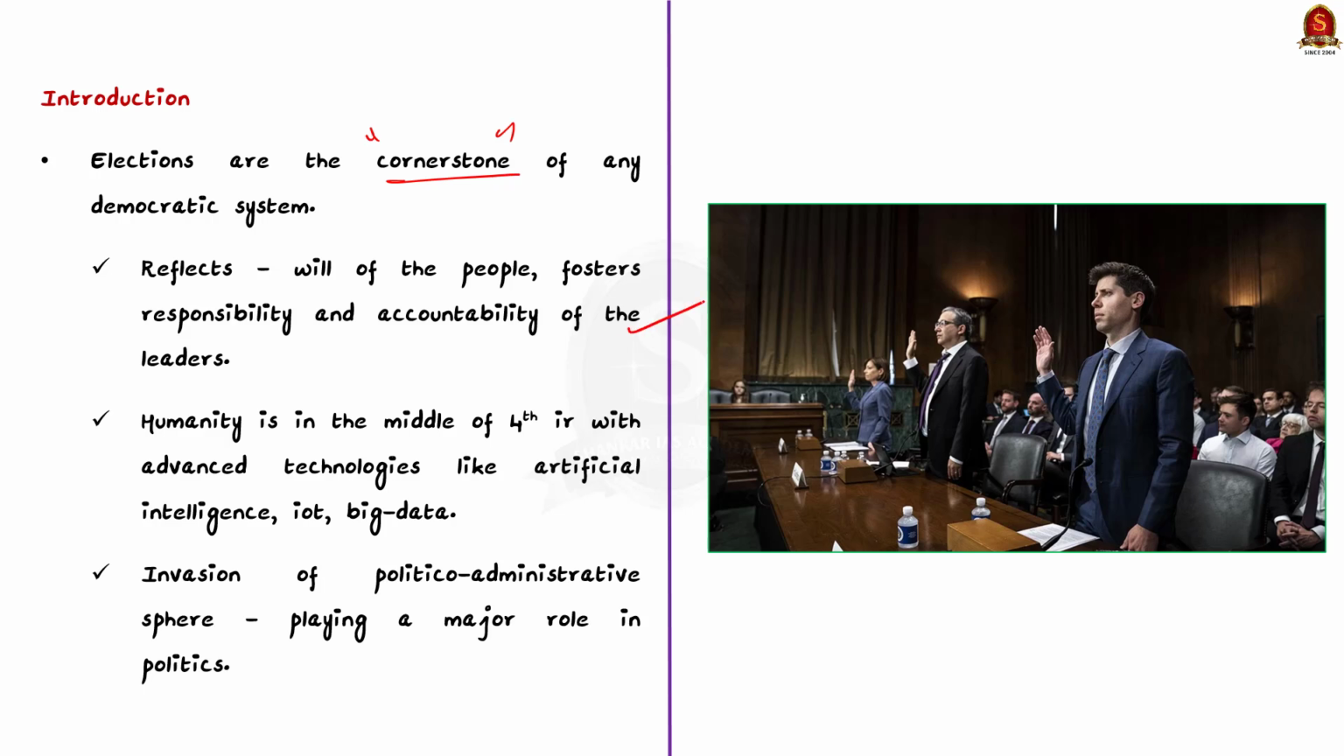As we all know, humanity is in the middle of the fourth industrial revolution, with advanced technologies like artificial intelligence, Internet of Things, and big data invading every aspect of life, business, etc. Now this has invaded the politico-administrative sphere, playing a major role in politics. So in our discussion, we are going to see the prospects and issues of AI in politics.